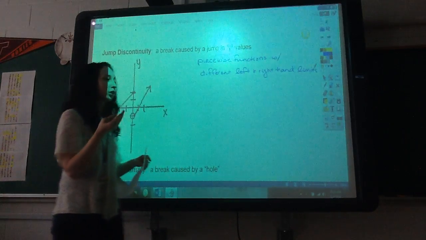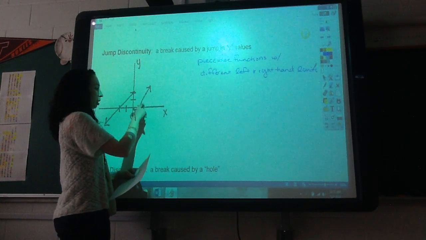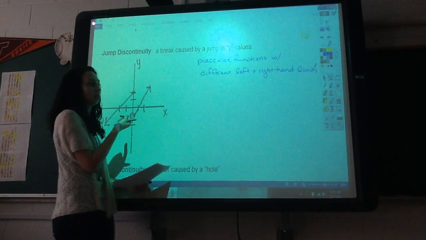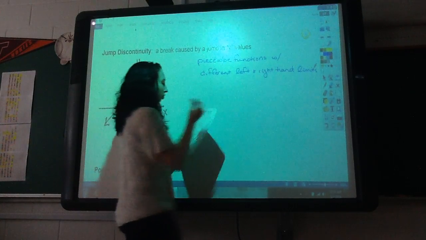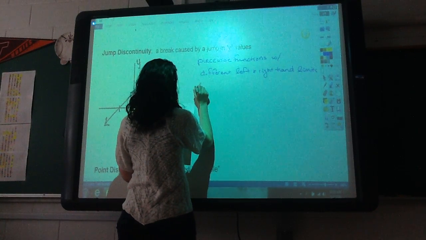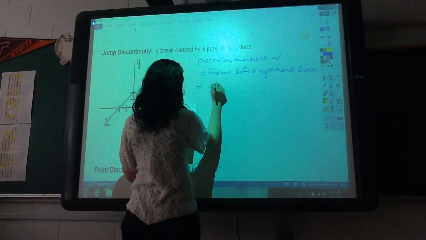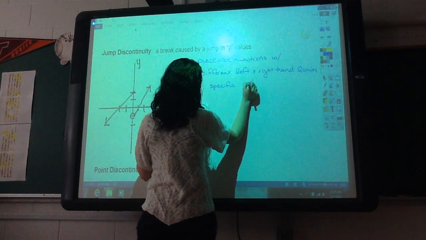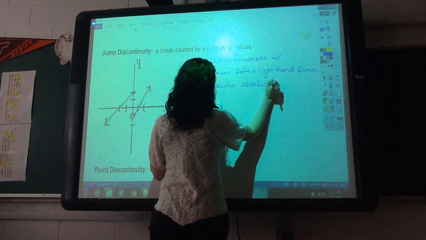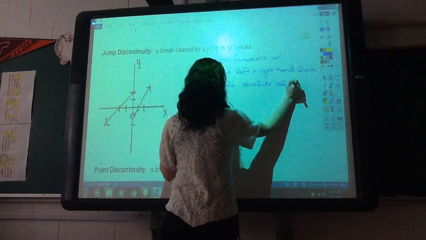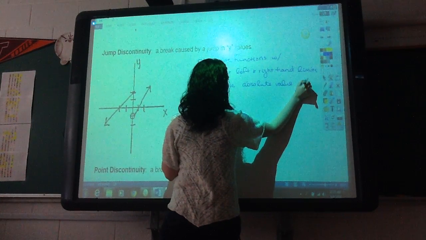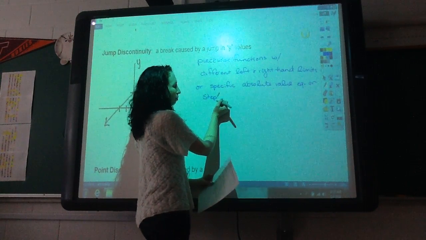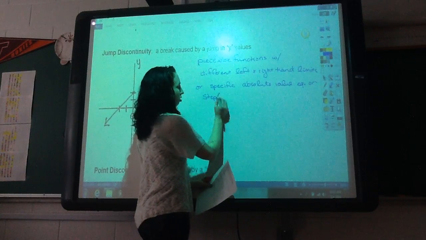If you'll remember when we were doing limits, we would say this one would go to 2, but that one goes to -1, so the limit doesn't exist because the two sides don't agree. That's called a jump discontinuity. This also can happen with specific absolute value equations or with step functions. Do you guys remember, it would be the greatest integer function, the ones that look like a staircase, those are the step functions.